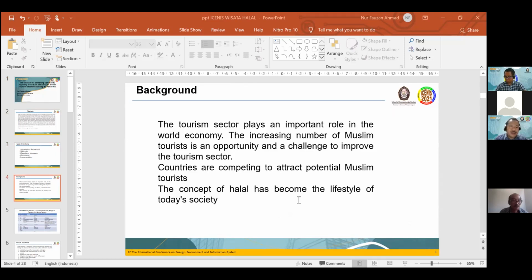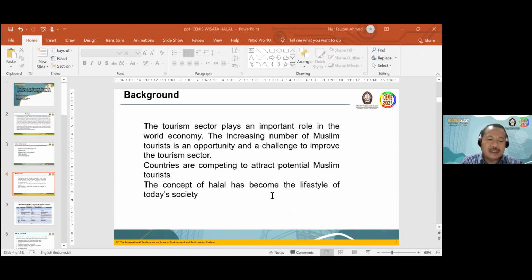As you know, the tourism sector plays an important role in the world economy because it is considered one of the contributors to job growth and economic growth in a country. In Islam, tourism is highly recommended for worship and seeking knowledge. The command to travel appears many times in the Quran. Even tourists are given relief in worship.